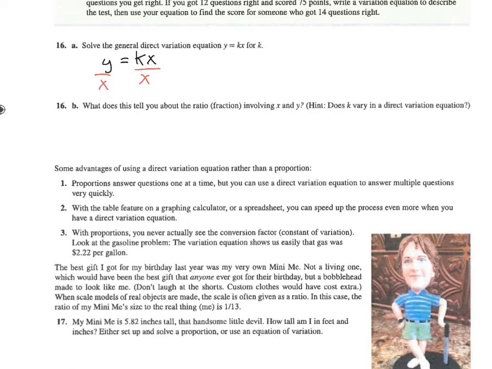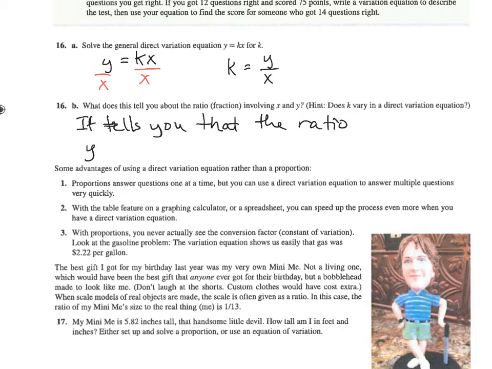And so, yes, you see that our k is equal to y over x. And that's kind of like the slope. And 16b says, what does this tell you about the ratio, fraction, involving x and y? It tells you that the ratio y to x is constant.